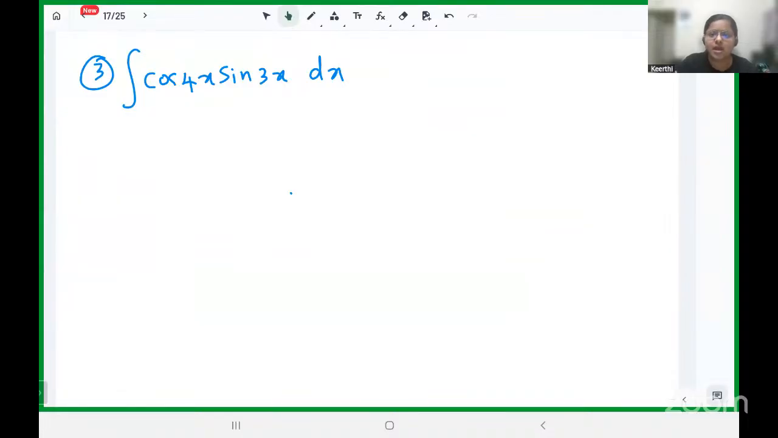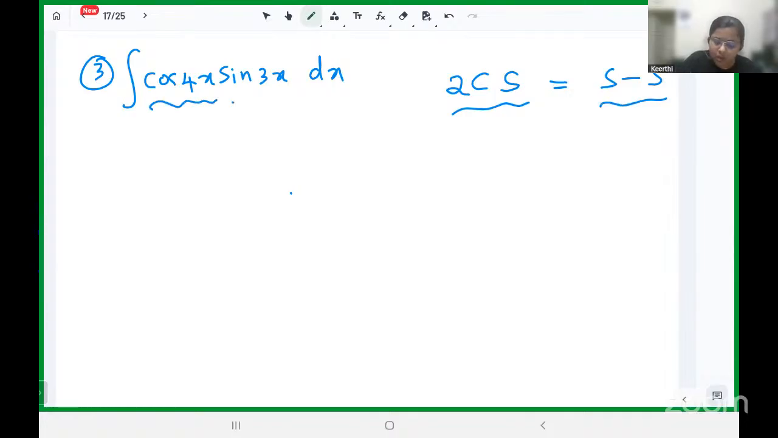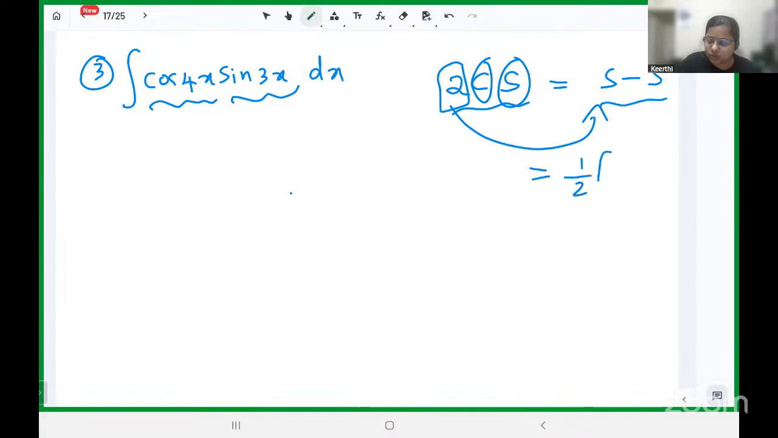Now we are moving on to our question, that is integral cos 4x sin 3x dx. So what will be the trigonometric identity that I am going to substitute here? It is of the form CS, so it is s minus s. But it was 2CS, isn't it? It was 2CS equals s minus s. But here you can see that there is only cos x and sin y, 2 is not there. So what you have to do, you have to take this 2 to the other side. So this will become 1 by 2 into s minus s.